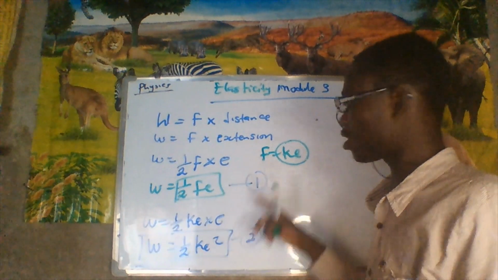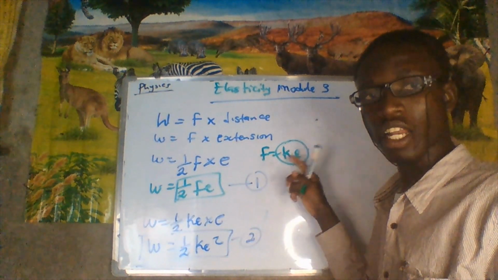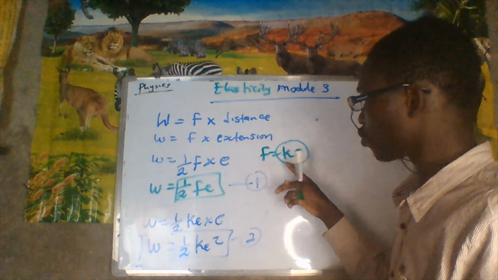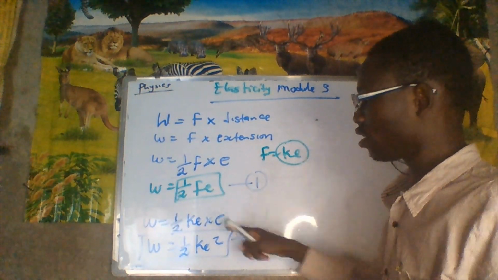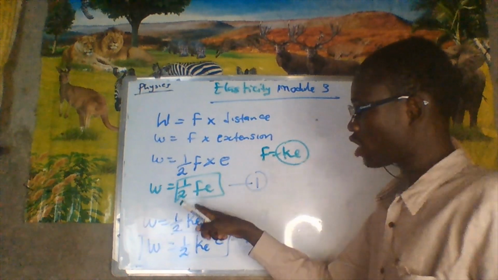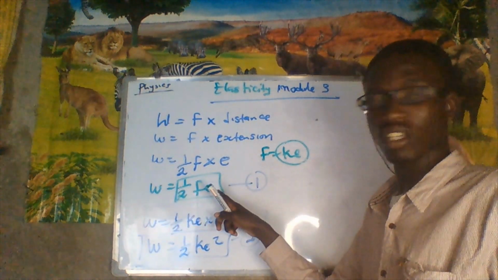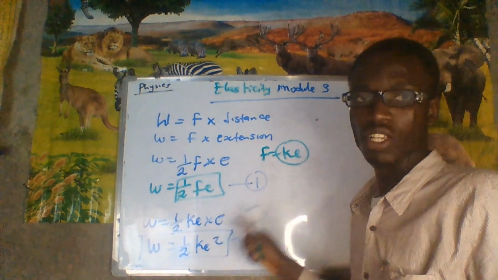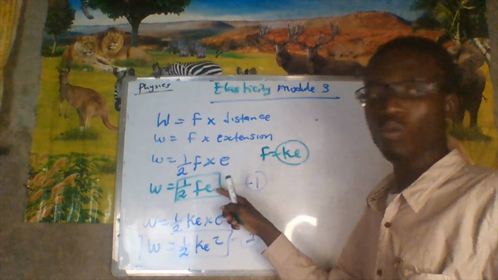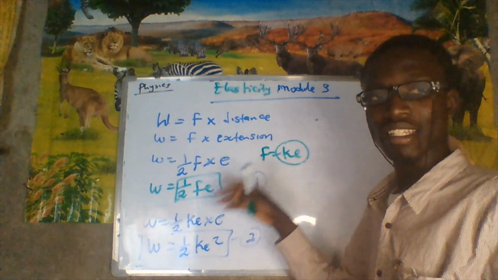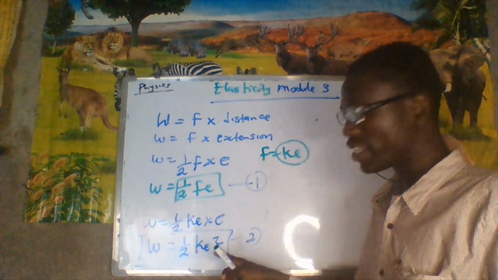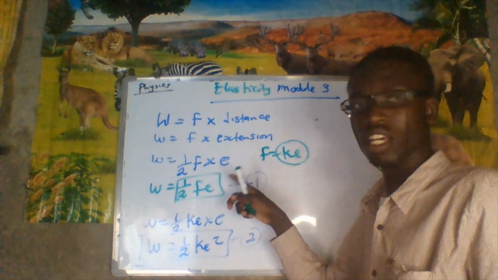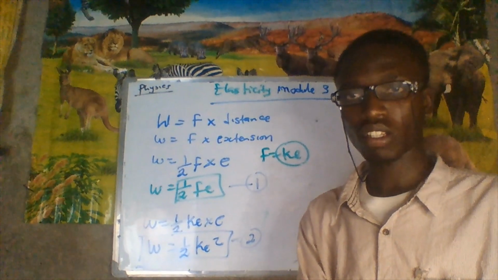Since F equals KE, don't forget the relationship in Hooke's law, force is directly proportional to extension. So you can replace F by KE. Once you put KE here, KE will multiply the former extension, so it becomes squared. So either you use half FE or half KE squared. Mind you, the extension when force is used in the formula is not squared, half FE. But when it is used with K, it is half KE squared. The extension here is squared, the extension here is without square. Understood.